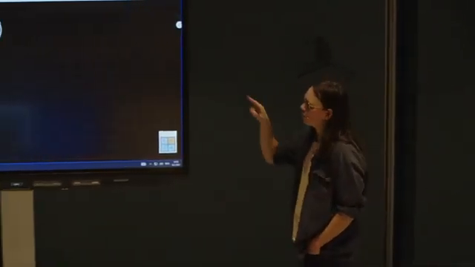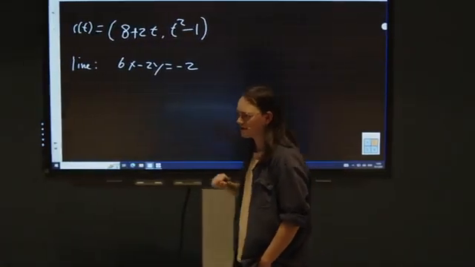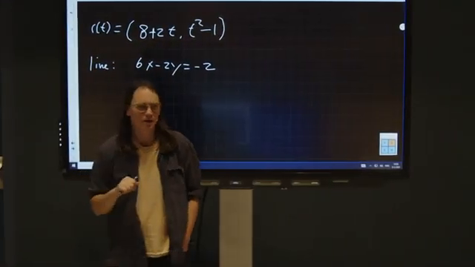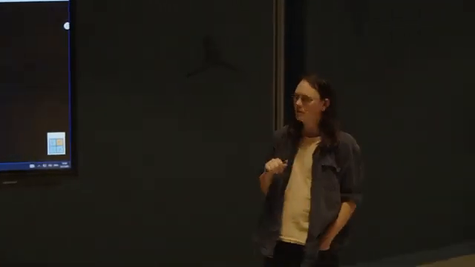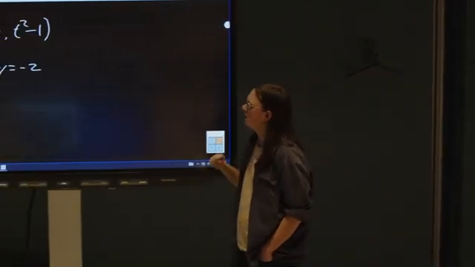Now, first of all, to figure out what the direction of that object is at a given point, you just take the time derivative. You just take the time derivative of this whole thing.